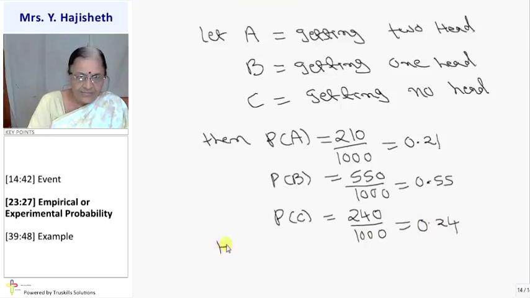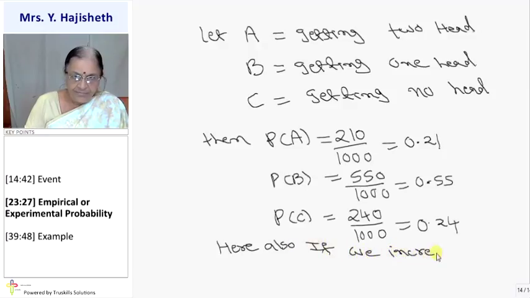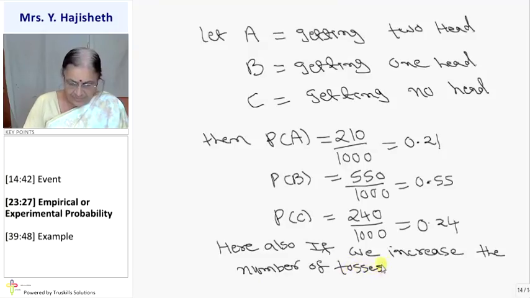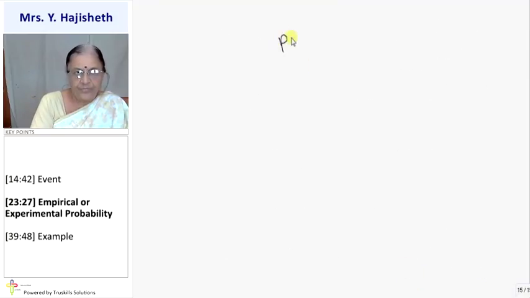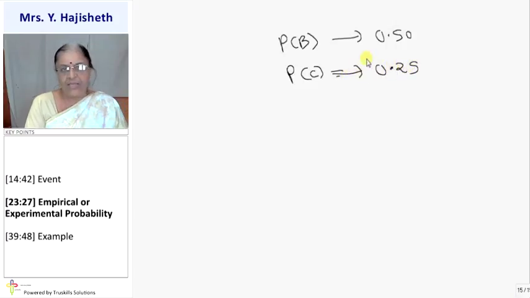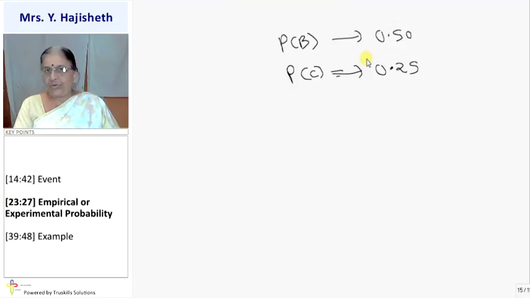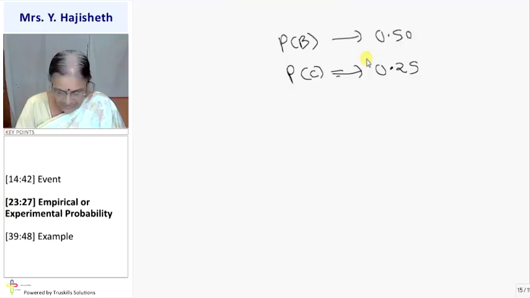Here also if we increase the number of trials or tosses, PA comes closer to 0.25, PB comes closer to 0.50 and PC comes closer to 0.25. Because A and C each have one outcome, so 1/4, and B has two outcomes, so 2/4. So it tends to this.